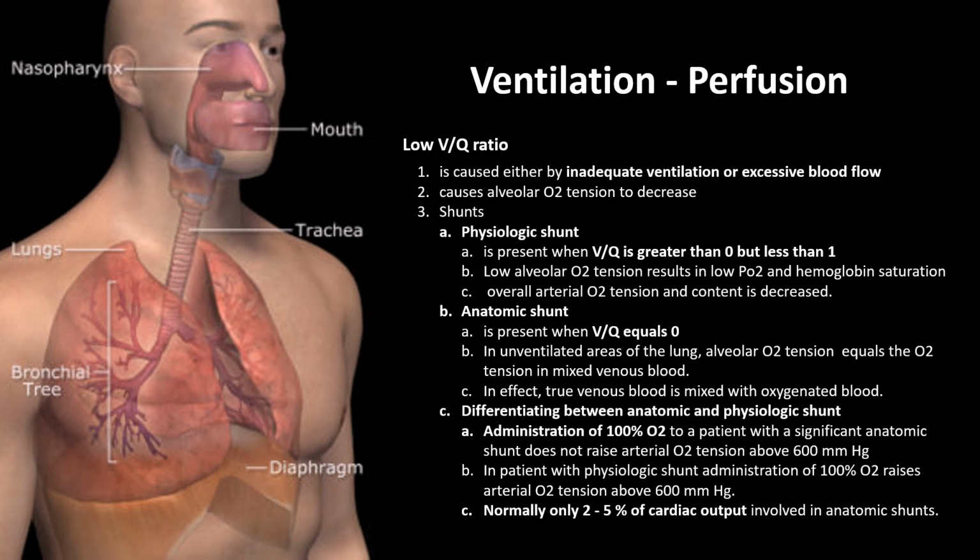Now, how do you differentiate between anatomic and physiologic shunt? The administration of 100% O2 to a patient with a significant anatomic shunt does not raise arterial O2 tension above 600 mm mercury because the shunted blood is never exposed to the high alveolar O2 tension. In patients with physiologic shunt, due to ventilation perfusion imbalance, administration of 100% O2 raises arterial O2 tension above 600 mm mercury. Normally, only 2 to 5% of the cardiac output is involved in anatomic shunts.